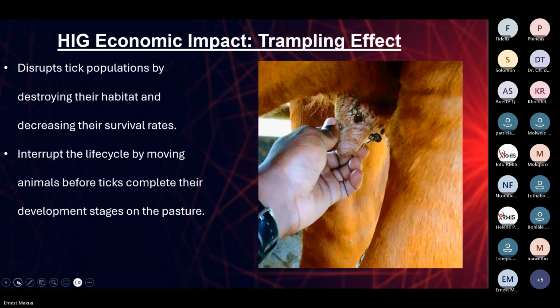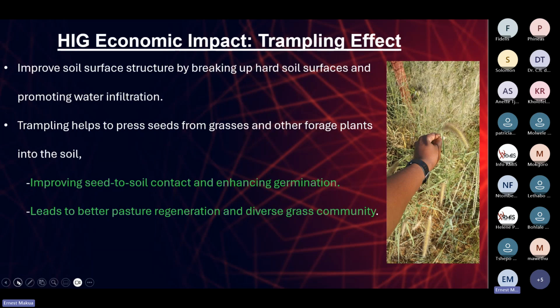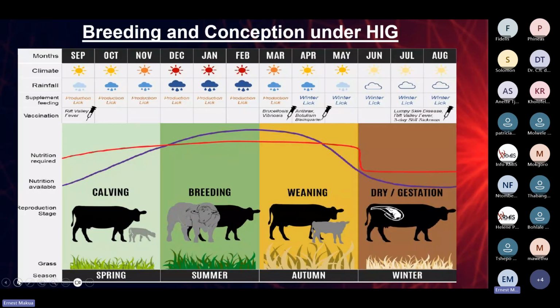So we spoke about the tick infestation and how the trampling effect affects the tick infestation. I'm not going to go through that. The higher intensity grazing, the economic impact of trampling, we spoke about them. Now, let's speak about the bull.